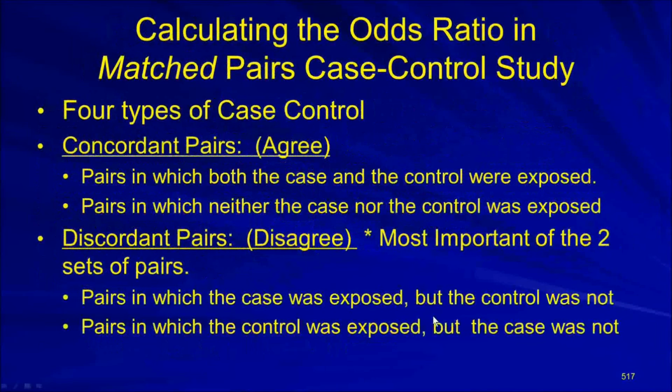Okay? Now, what we're interested in is the discordant pairs, but let me cover the concordant pairs. The concordant pairs in which both the case and the control were exposed. They're not going to tell us much in this case. Pairs in which neither the case nor the control was exposed. Okay? The discordant pairs, they're going to tell us what's wrong. They're the most important of the 2 sets of pairs. Pairs in which the case was exposed but the control was not. That's interesting. Pairs in which the control was exposed but the case was not. Okay?